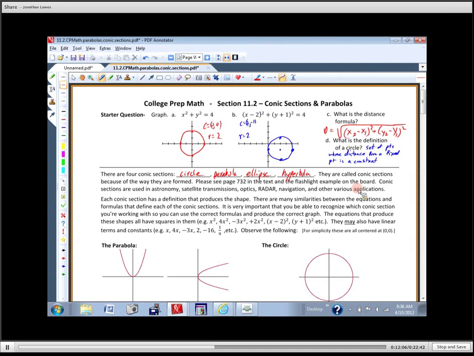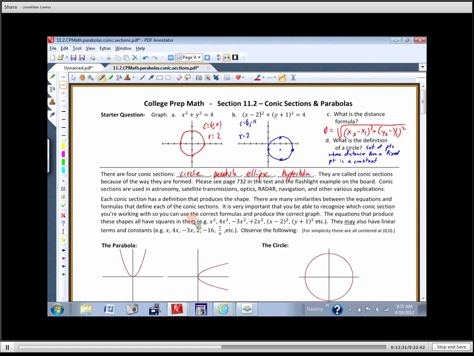I want to underline a couple things. Each conic section has a definition that produces the shape. You're already familiar with one conic section. That's a circle. The definition is the set of points that are all equidistant from a fixed point. That equal distance is the radius. That fixed point is the center. It's the definition that produces the shape. There are similarities between the equations and the formulas that give each conic section.